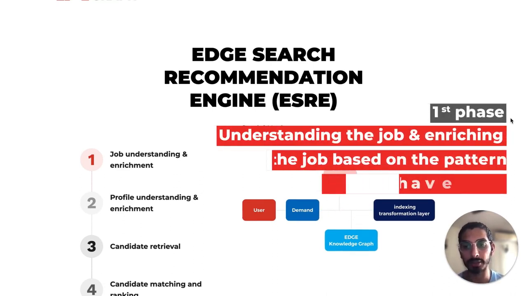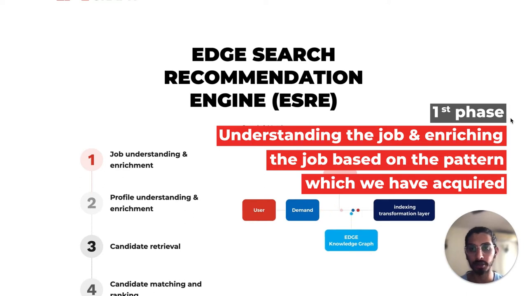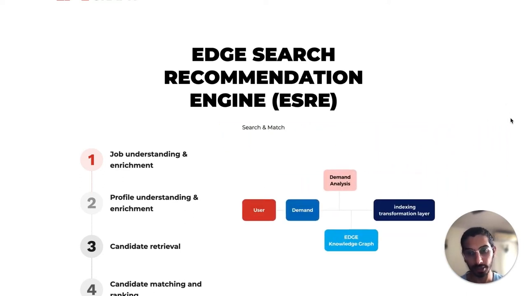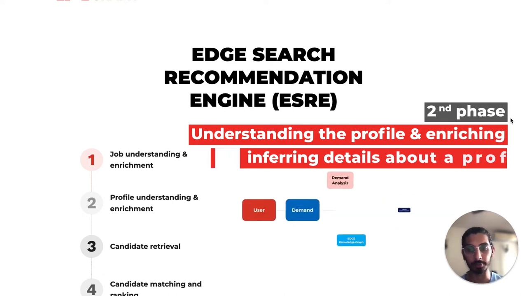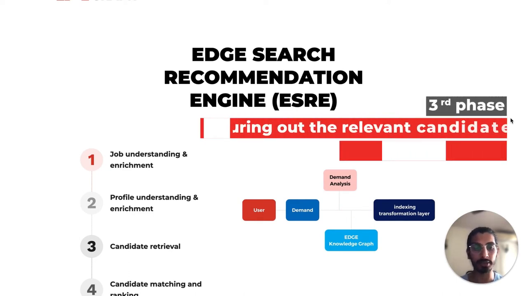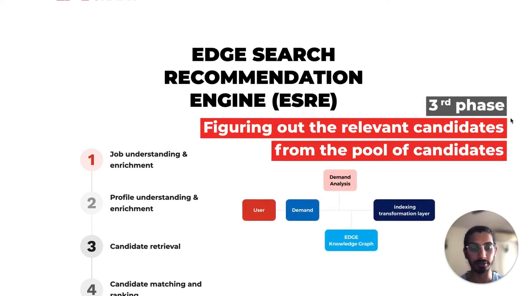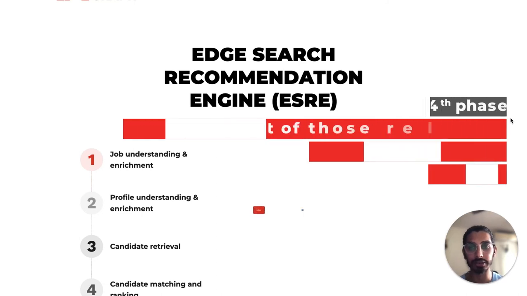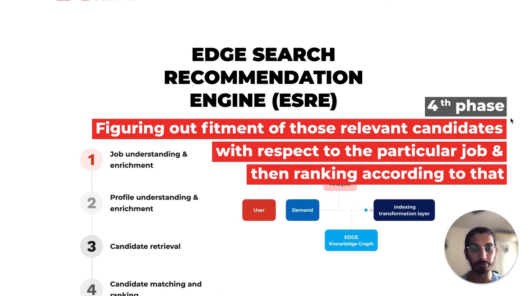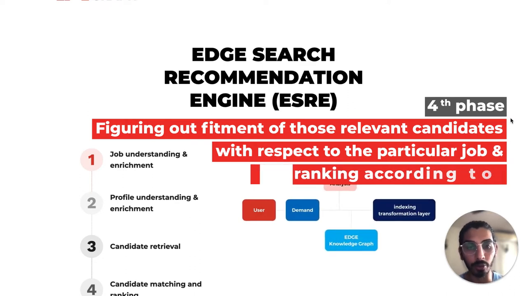First stage is all about understanding the job and enriching the job based on the patterns which we have acquired. The second stage is understanding the profile and enriching and inferring details about the profile. Third stage is figuring out the relevant candidates from the pool of candidates. Fourth stage is figuring out the fitment of those relevant candidates, figuring out the top candidates with respect to that job, and then doing the rankings accordingly.